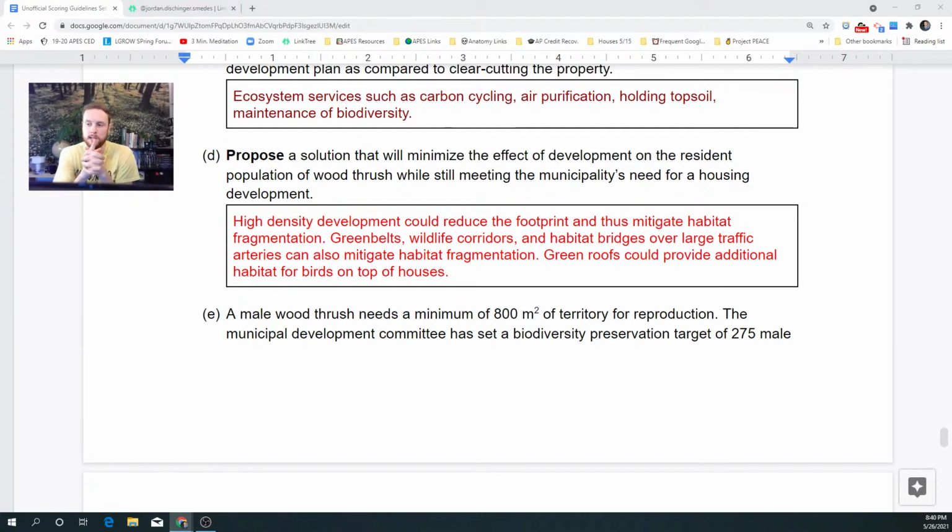A green belt is basically connecting one habitat space to another. It's like a corridor where you go through and connect two fragmented habitats so that the wood thrushes can still thrive.